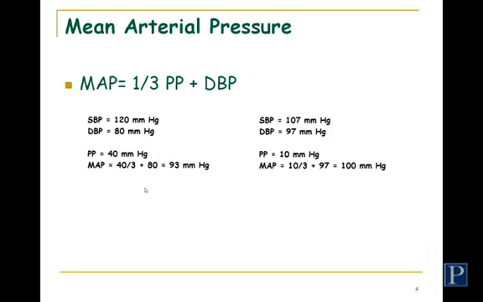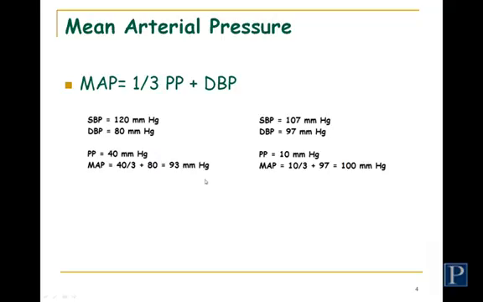Okay? With that said, if you do it the other way, I will mark you wrong on your exam or quiz. So, in this case, 40 divided by 3 plus 80 is about 93 millimeters of mercury. Blood pressures, you should always round to the nearest whole number. So you shouldn't give blood pressures as 93.333. You should just say 93 millimeters of mercury.